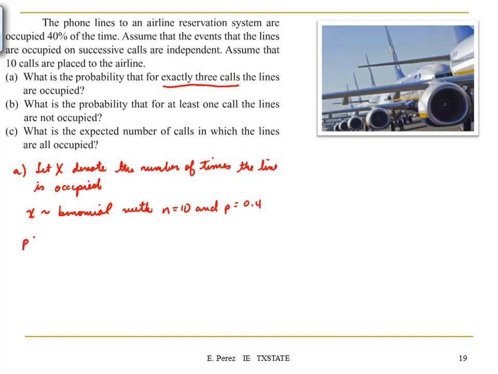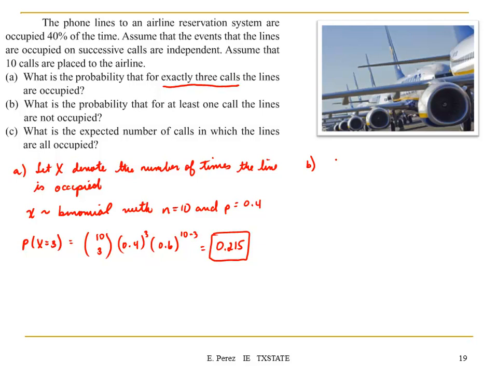So if we solve part A, we are looking at the probability of X being exactly equal to 3. So we can express this as 10 choose 3, 0.4 to the power of 3, 0.6 to the power of 10 minus 3. That one is straightforward, it's just an equality. You plug in the values for n and the probability, and you get the probability. Now, part B is where I need you to think a little bit more.